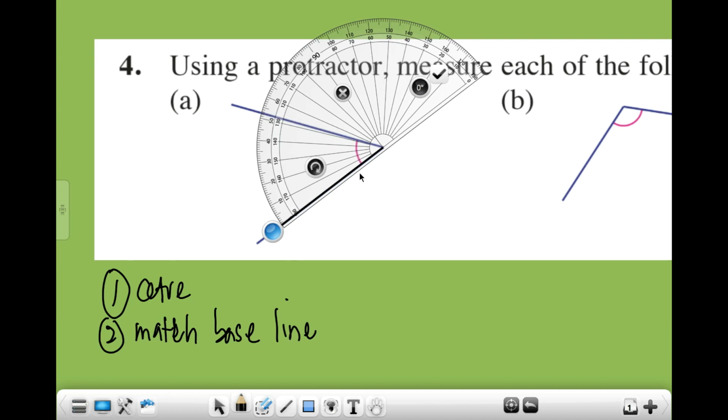Then the reading starts from 0. So I'm going to use the exterior scale because the 0 starts from here, the outer exterior scale here. So 0, 10, 20, 30, 40, 50. The angle over here, each of these is 10, right? So 51, 52. Therefore, this angle is 52 degree. You write down the degree. Why can't I write here? 52 degree. This part can write. I wonder why that one cannot write. Okay, never mind. Just ignore it.